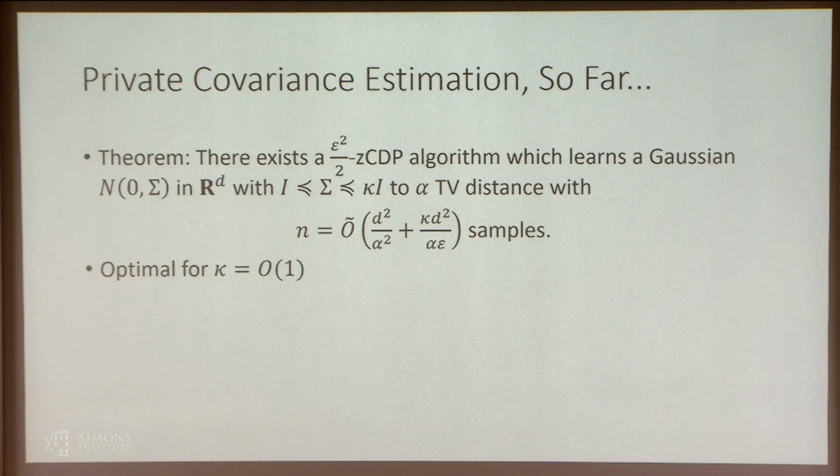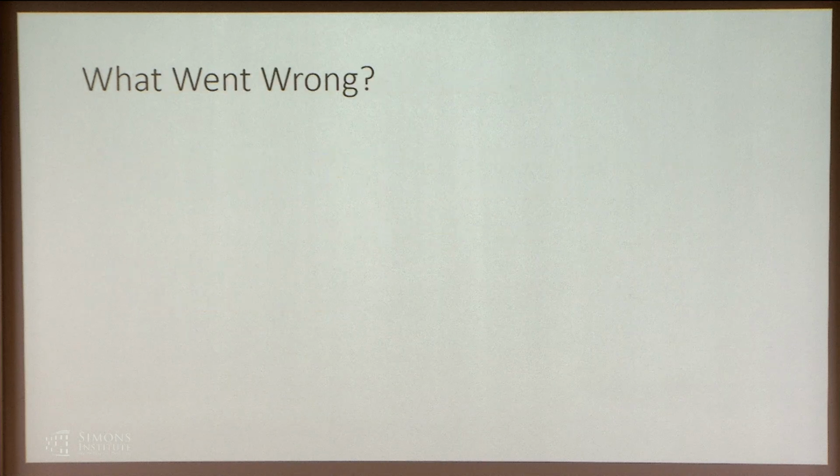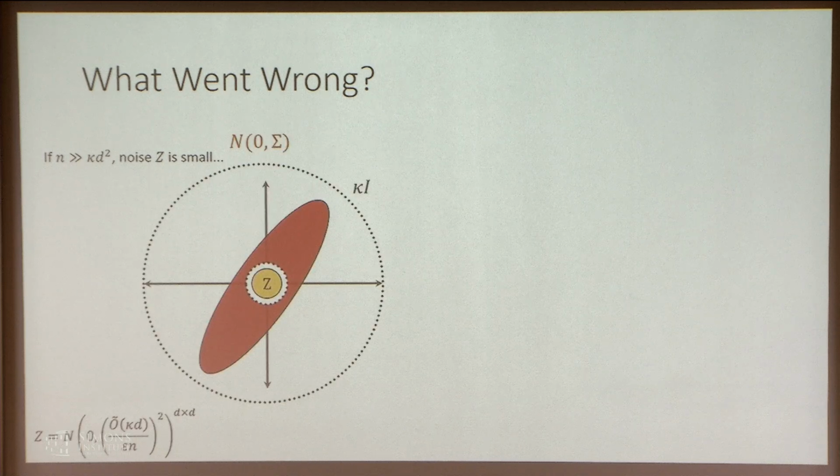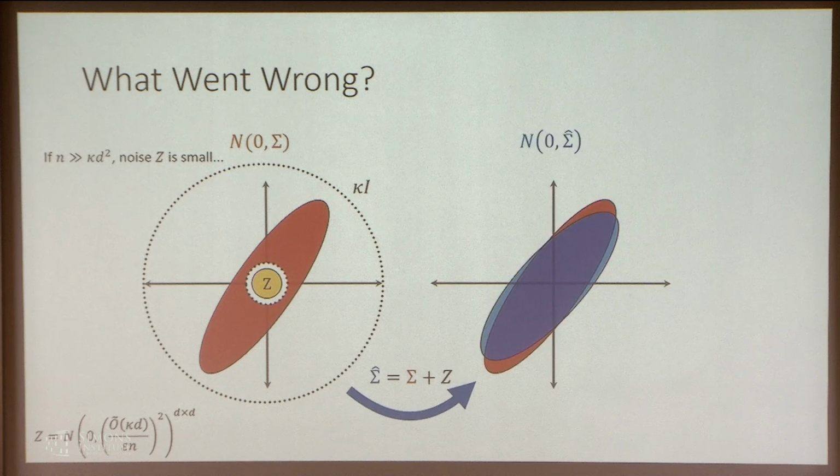Yes. Cool. So let's try to see what exactly went wrong with this algorithm. Where did we lose here? The idea is as follows. Suppose we had a lot of samples, bigger than kappa times the dimension squared, then our noise would be small. In a sense, the red ellipsoid is the empirical covariance, the true covariance, and then our noise will be somehow small. If we add it on, you can see we get the sort of guarantee that I mentioned, in the sense it's close in every direction up to this amount we want.